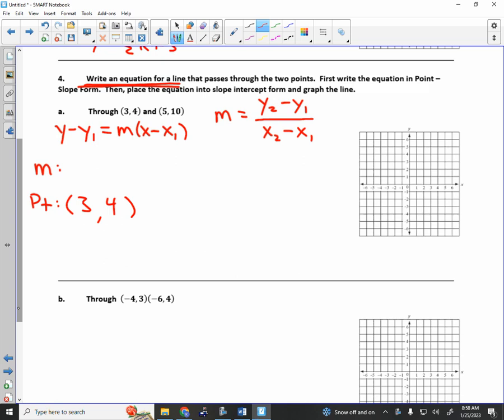Now, in order for him to write this equation, because 3, 4, he knows the 3 goes there, and he knows the 4 goes here. But he needs m. So he's going to have to determine his slope in order to figure out that piece. Well, this is my x1, and this is my y1. This is my x2. This is my y2. We just plug it in there. We have 10 minus 4 is 6. And we have 5 minus 3 is 2. So 3 is my slope.